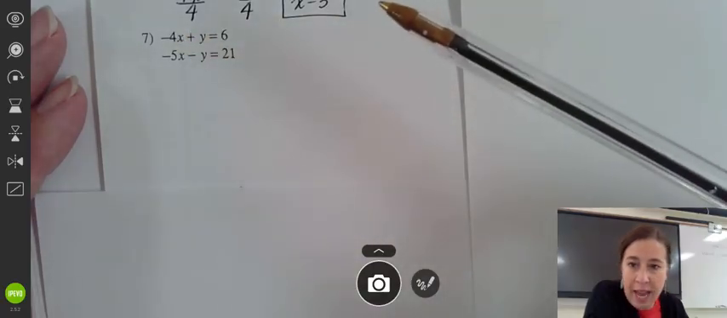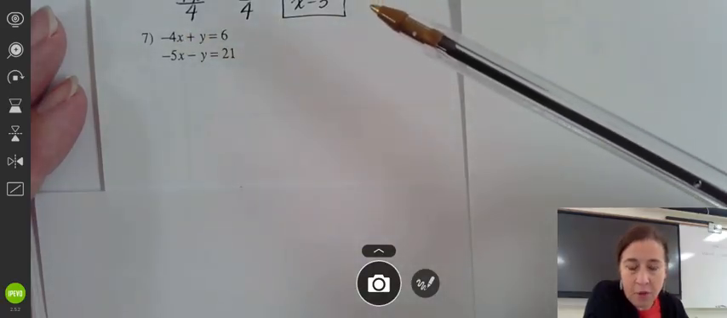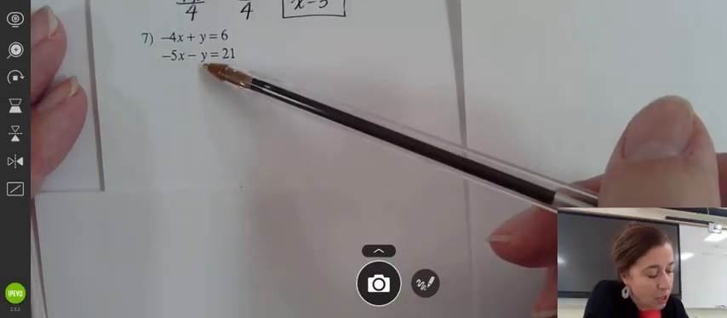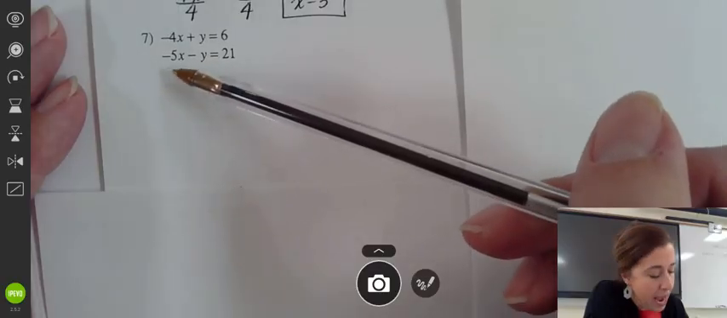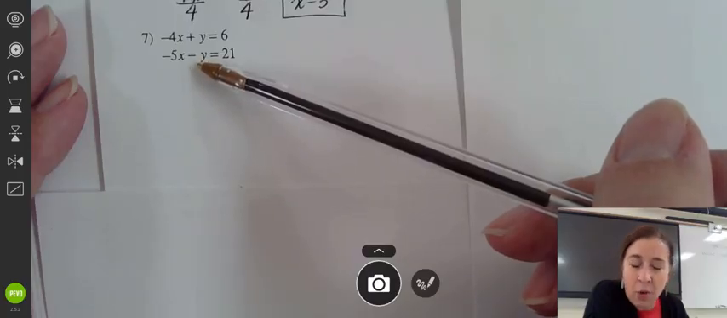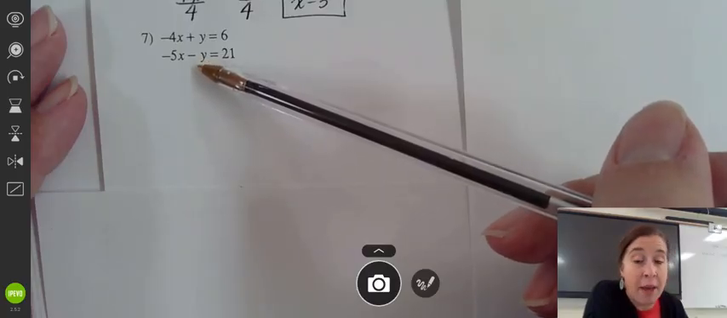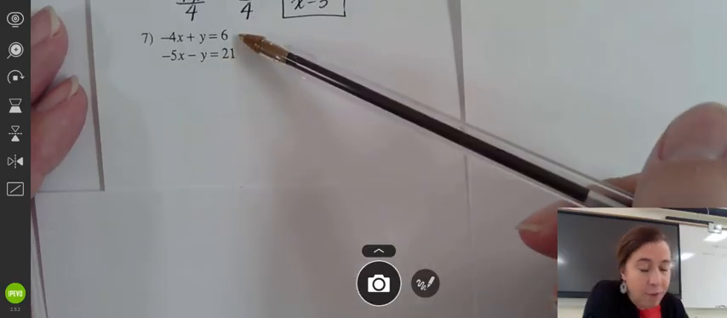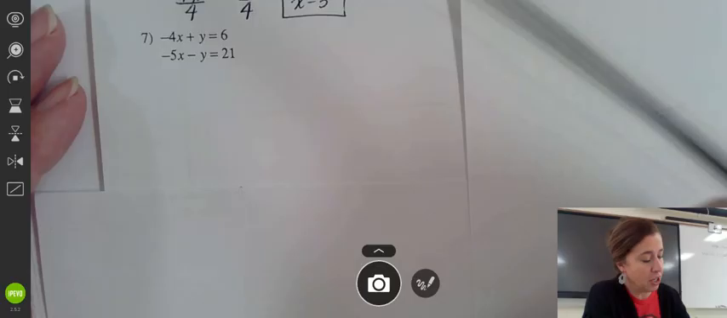So all I'll have to do is add the 4x to both sides. If we tried to solve the second one for y, we could do that as well by adding 5x to both sides. But then we'd have a -1 in front of the y, and we need to divide both sides by that -1. You can absolutely do that, but I'm going to use the first equation because it's just a little bit easier.